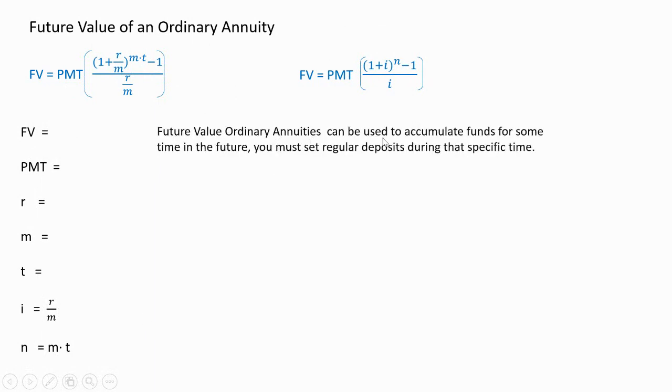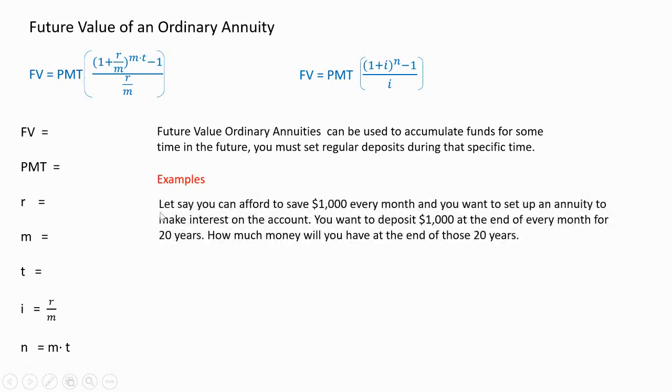Okay, future value of annuities can be used to accumulate funds for some time in the future. You must set regular deposits during the specific time. That's what I mentioned earlier, guys, that you have to deposit extra money every quarter, every month, every year. That's what it means here by a specific time. Examples. Let's say you can afford to save $1,000 every month and you want to set up an annuity to make interest on the account. That means, guys, say that you have a job and you make a lot of money that you can afford to save $1,000 every month. So you can set up one of these future value annuities. Okay, so that's what the example is talking about.